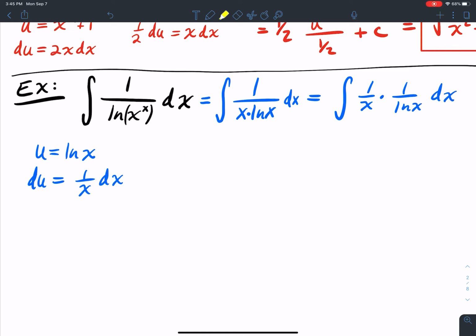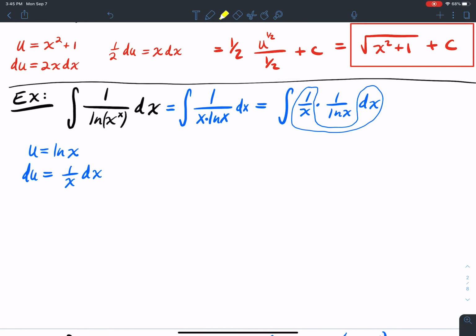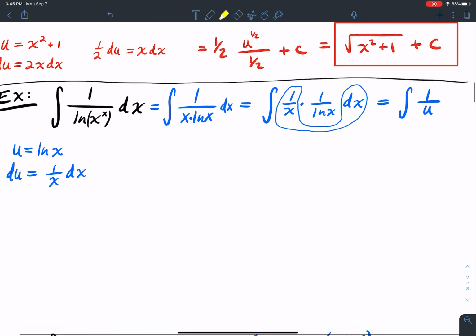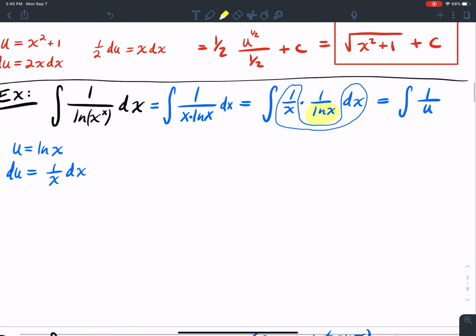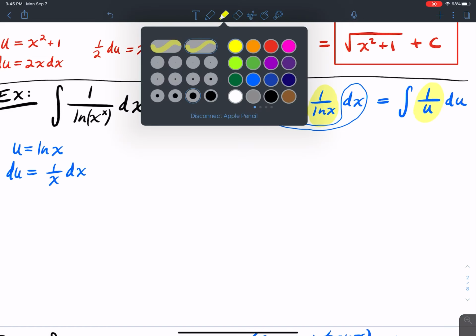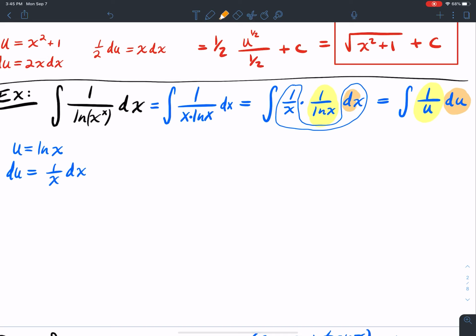The reason I write it out separately like this is so it's easy to do a substitution here. I see that my 1 over x dx is right here, so I can replace what's highlighted with the simple du. That makes that pretty easy. And I can replace the ln x with the u there. So my integral is 1 over u, okay? And then the du comes from right here. Hope the colors help you put everything together.